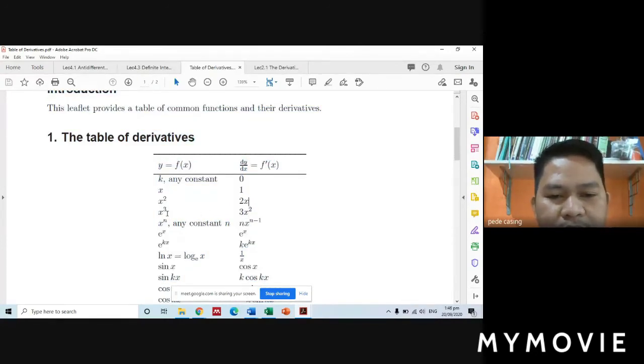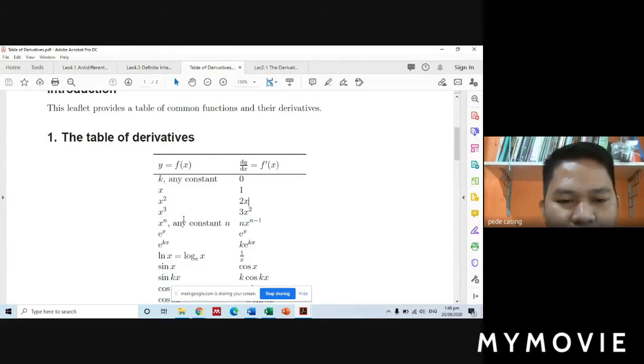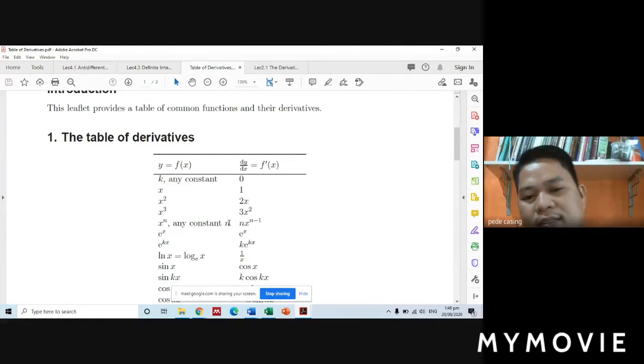For x cubed, the derivative is, again, you put the exponent 3 before the x, then subtract 3 minus 1. So that is 3x. What is 3 minus 1? It is 2. So the answer is 3x squared. Then for x to the n, where n is any constant number, the exponent n is placed in front. So it becomes n x to the n minus 1, meaning any exponent represented by n, you subtract 1 from it. So this is the derivative.